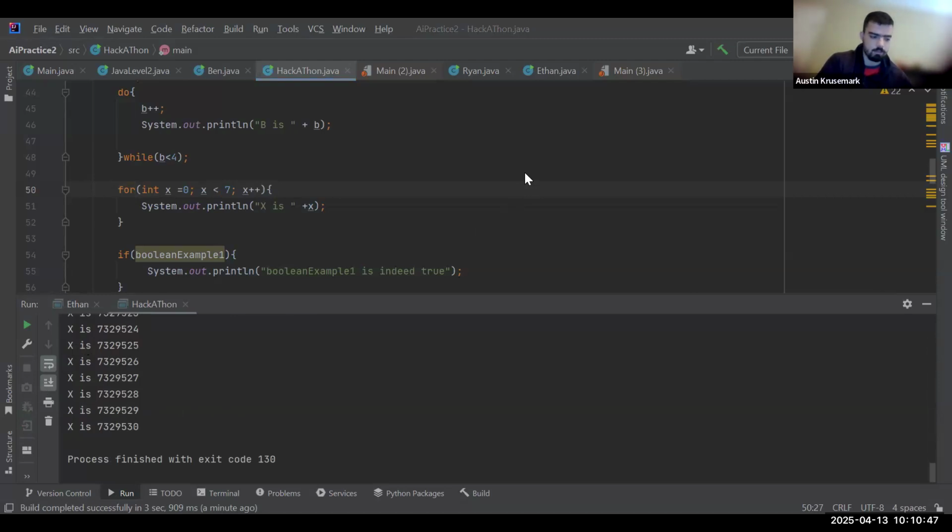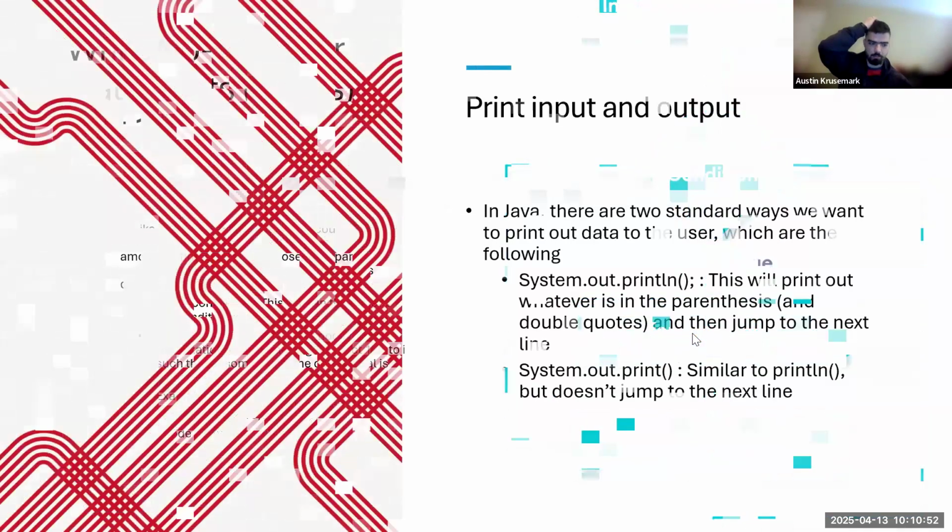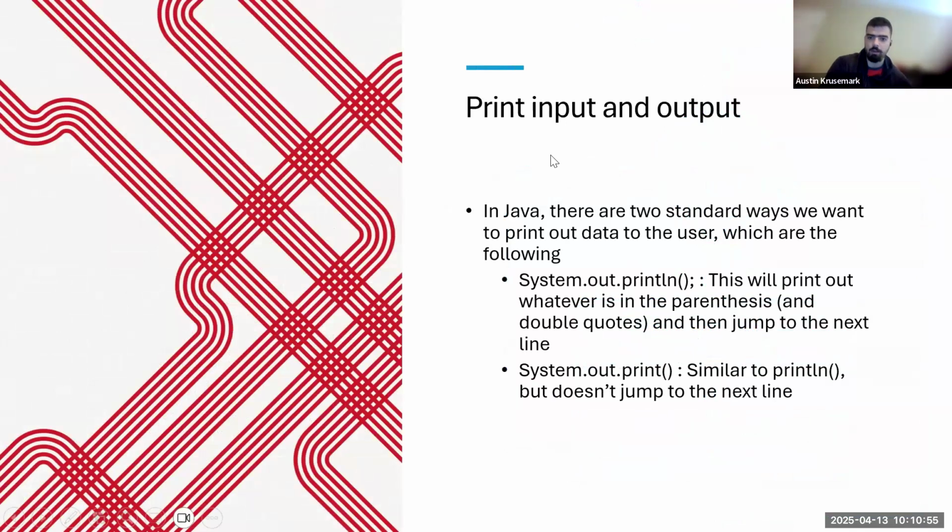Okay, so going back to the last topic we had, I'm going to show you how to print output, and I'm going to go over how to take in user input. So in Java, there are two ways you can generally do it. The two ways are print and println, which are very similar, but the main difference is that println will do a line break, while print will not.